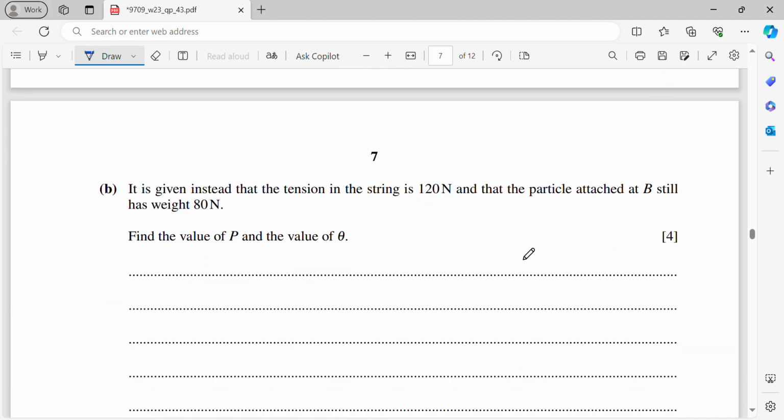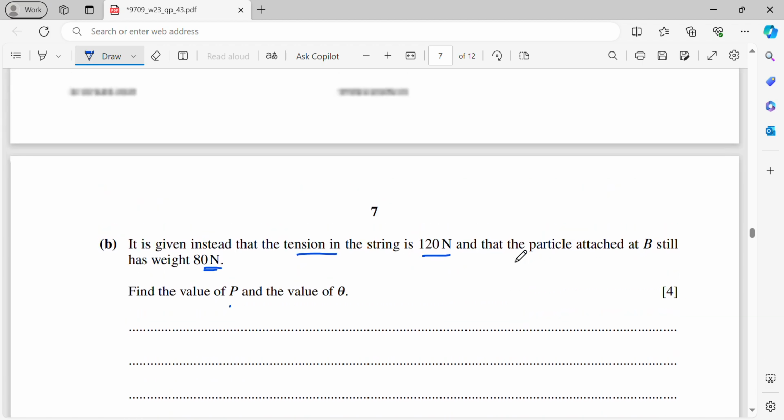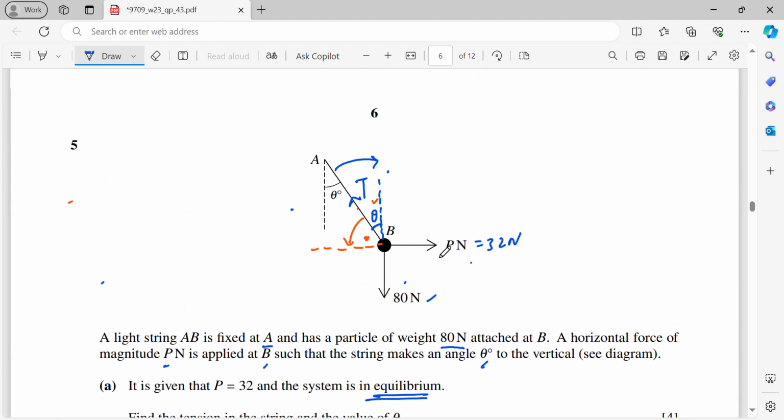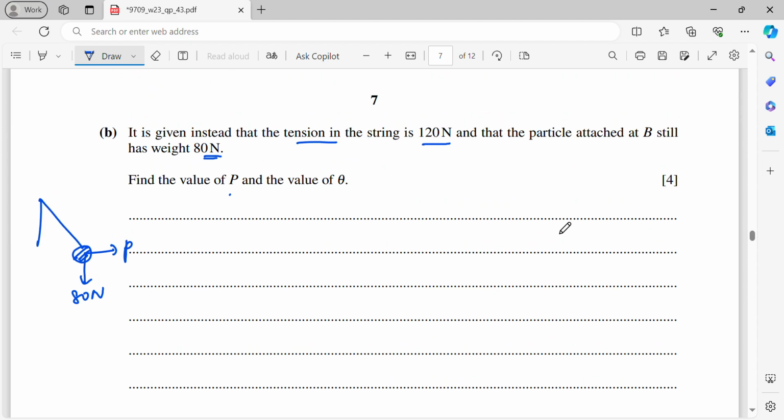Now for B, it is given instead that the tension in the string is 120 newtons and the particle attached at B still has weight 80 newtons. Now find the P and the theta. What we need to do here is redraw this diagram. It looks like this. Here is 80 newtons, and now your T is 120. This is theta, which means here is also theta.